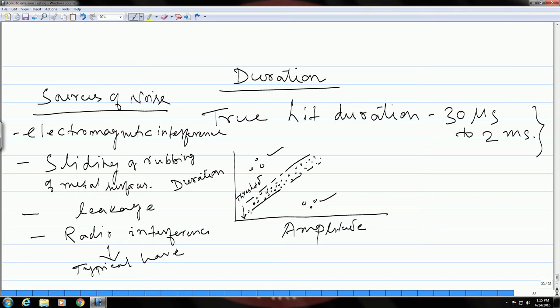So, these all will typically have larger duration, and that is how, based upon this parameter, you could identify noise, like what you see here. They do not fall into this band. So, if you see this kind of signals which are above the main band, this could come from friction or leaks.